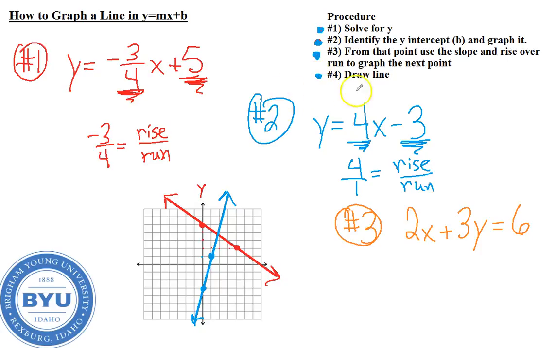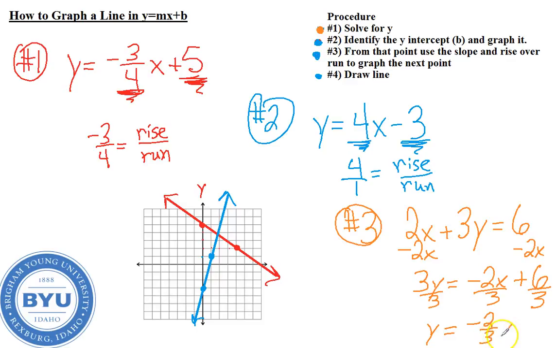Okay, number 3. Ooh, number 3 was a little challenging. Okay, doesn't look like the others. It's got 2x plus 3y equals 6. It's because we've got to apply step number 1 here. We're going to have to solve for y. I got to get y by itself to be able to graph this way. So to do that, let's go ahead and subtract 2x from both sides. Minus 2x. That leaves me with 3y equals -2x plus 6. And then I'm going to have to divide by 3. Divide everything by 3, both sides by 3. So I get -2/3 x plus 2.